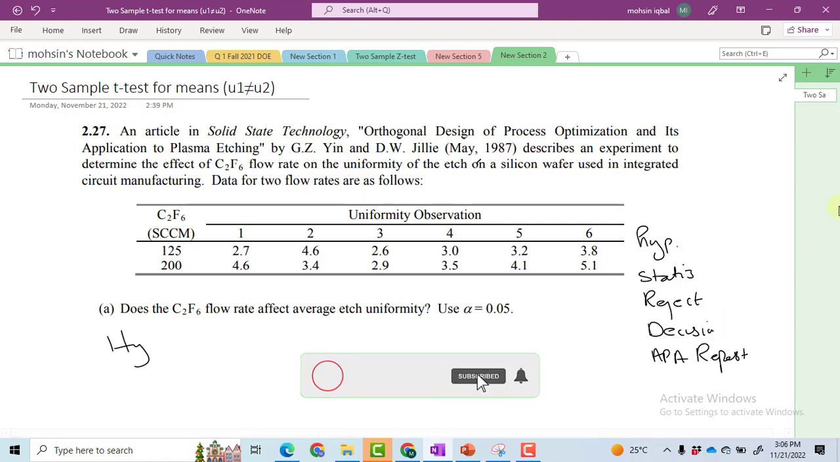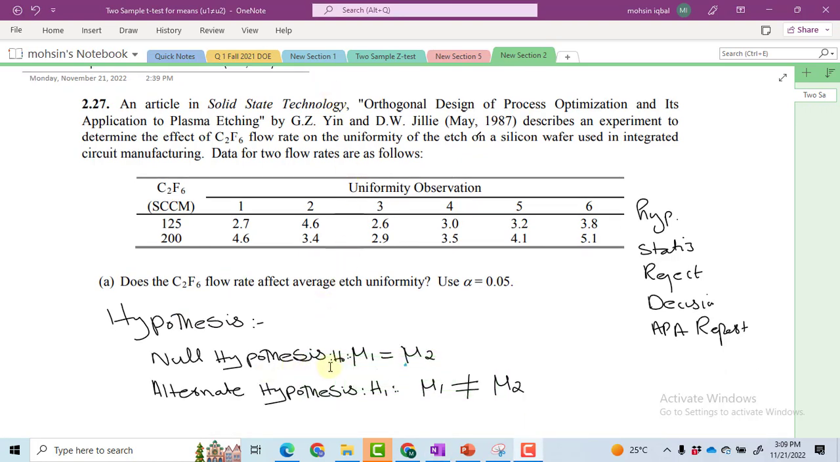We will formulate the null and alternate hypothesis. The null hypothesis is represented by H naught, and it is mu1, the mean of the responses at level 125, equal to mu2, where mu2 is the mean of the responses taken at level 200. Whereas the alternate hypothesis is represented by H1, where mu1 is not equal to mu2. This not-equal inequality symbol is used for the two-tailed t-test.